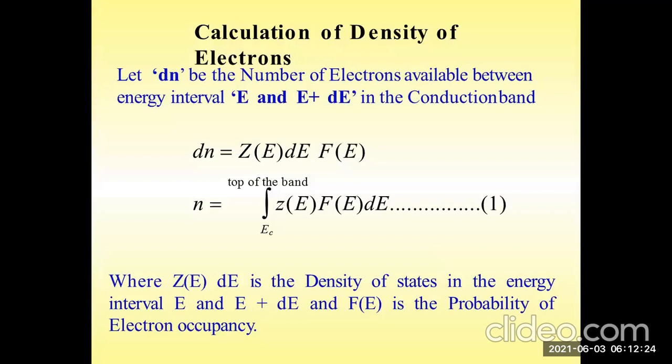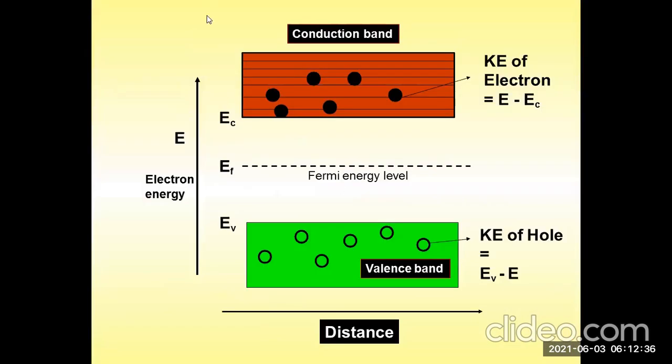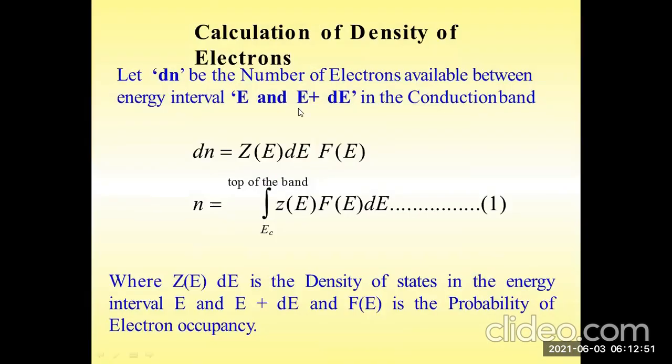So how are we going to calculate it? We are calculating the density of electrons. We need to calculate the carrier concentration of an intrinsic semiconductor. First we calculate the number of conduction electrons present in the conduction band, then we calculate the number of holes present in the valence band. You can see how we are going to calculate it.